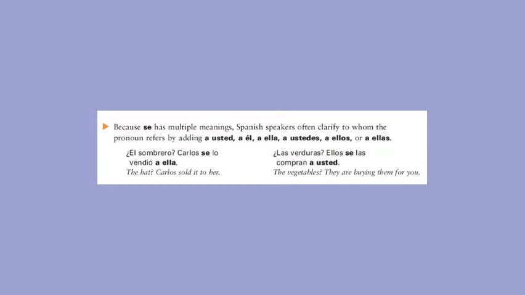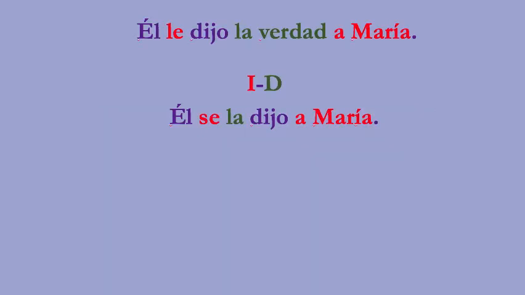And because se has multiple meanings, Spanish speakers often clarify to whom the pronoun refers by adding a usted, a él, a ella, a ustedes, etc. El sombrero, Carlos se lo vendió a ella, o las verduras, ellos se las compran a usted. Por ejemplo, él le dijo la verdad a María, o él se la dijo a María.